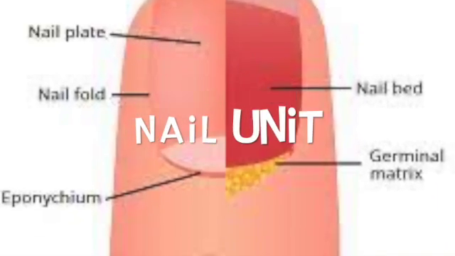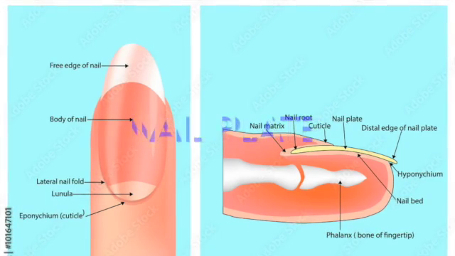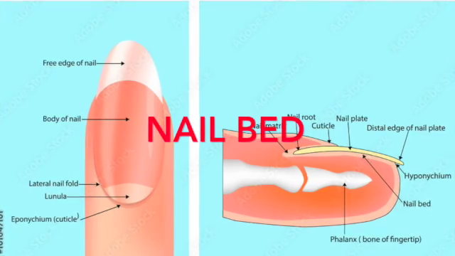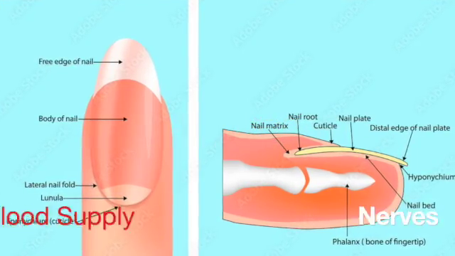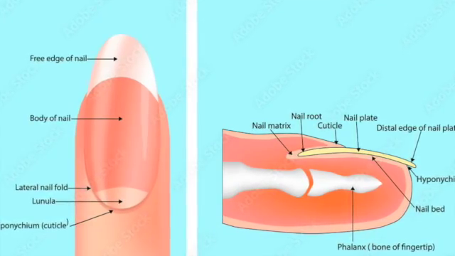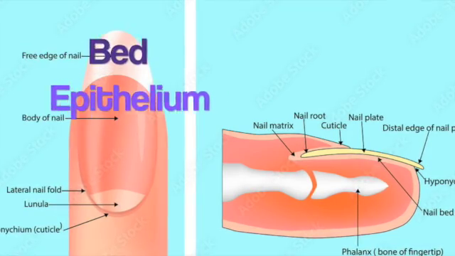Now let's talk about the nail unit, or the parts of the nail. The nail plate is what we think of when we think of the nail. It's the hardened keratin that sits on the nail bed, which is living skin, and it supports the nail growth with nerves and blood supply. The nail plate and the nail bed are attached by a thin layer of tissue called the bed epithelium.